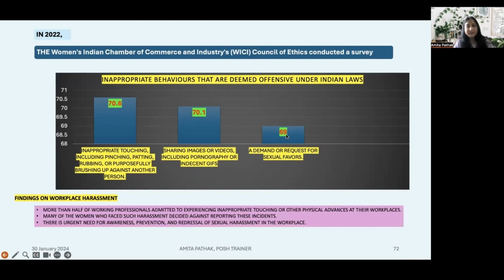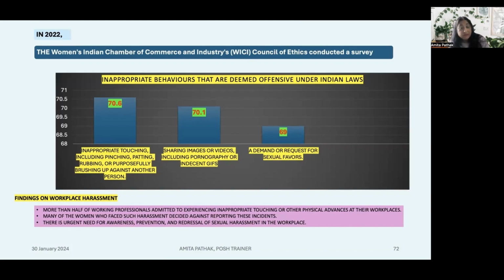So what are the findings? Dear friends, more than half of the working professionals admitted to experiencing inappropriate touching or other physical advances at their workplaces. Many of the women who face such harassment decided against reporting these incidents. They don't want to report. There is an urgent need for awareness, prevention, and redressal of sexual harassment in the workplace.